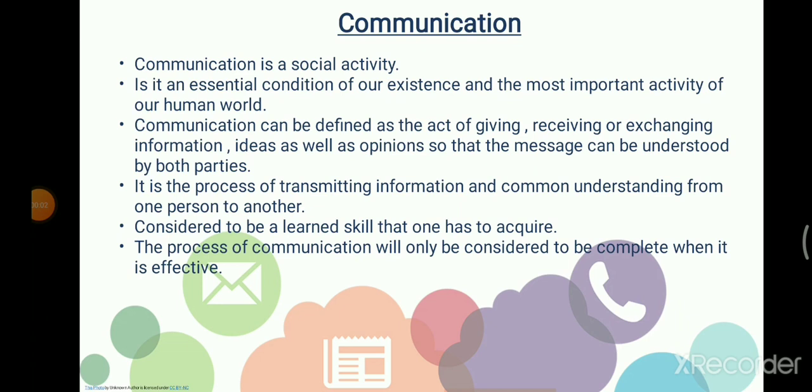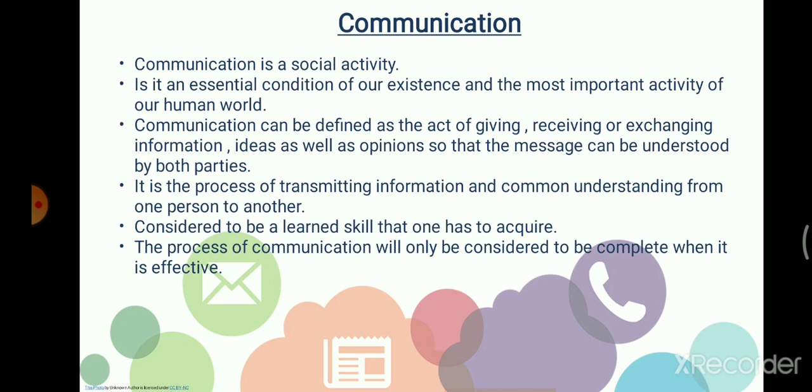Before understanding the process, we need to know that communication is a social activity and it is an essential condition of our existence, and it can be called the most important activity of the human world. We will cease to exist if the process of communication ceases. If there is no communication, the advancement and growth that we witness in the world around us is going to come to a standstill. So communication is a very important fabric of our being.